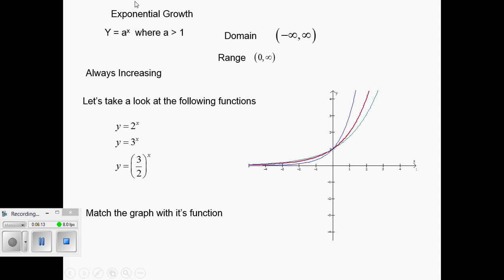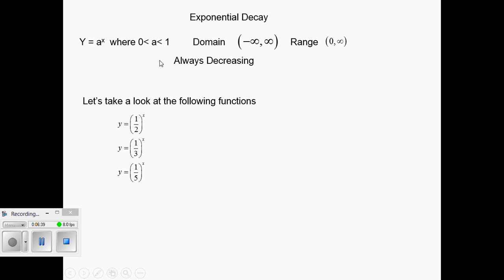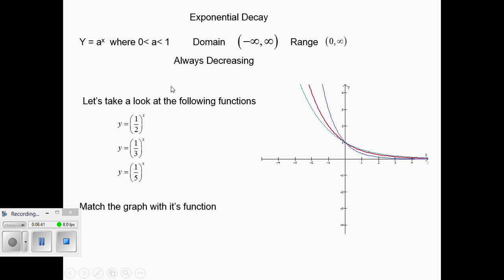Now, we said there's exponential growth, and what we'll find in our applications is a lot of things will grow exponentially like this. We also have what we call exponential decay, and to that extent, we're restricting that our base be something between 0 and 1. And what's going to happen is the graphs are going to look like this. They're always going to be decreasing.